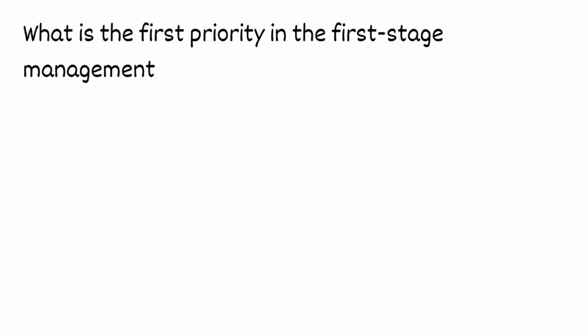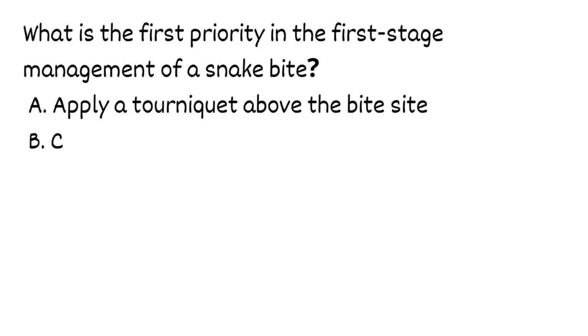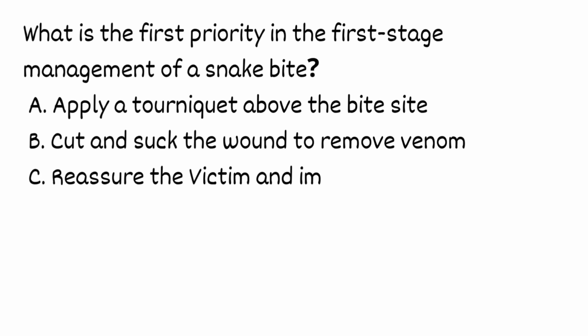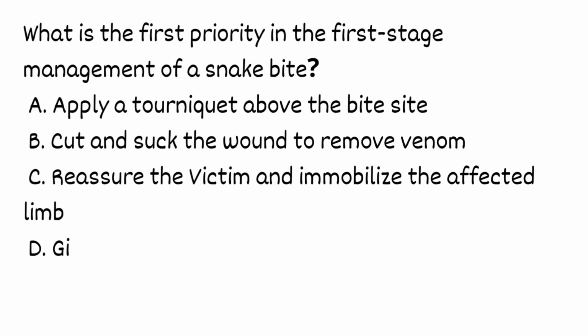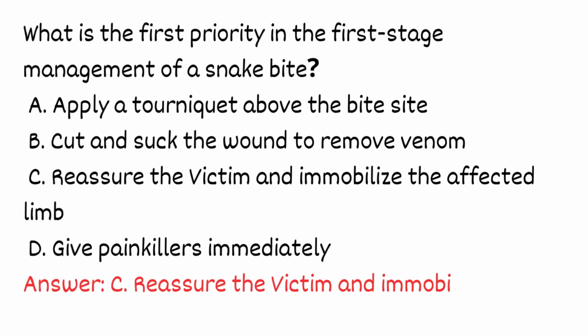What is the first priority in the first stage management of a snake bite? A. Apply a tourniquet above the bite site. B. Cut and suck the wound to remove venom. C. Reassure the victim and immobilize the affected limb. D. Give painkillers immediately. Answer, C. Reassure the victim and immobilize the affected limb.